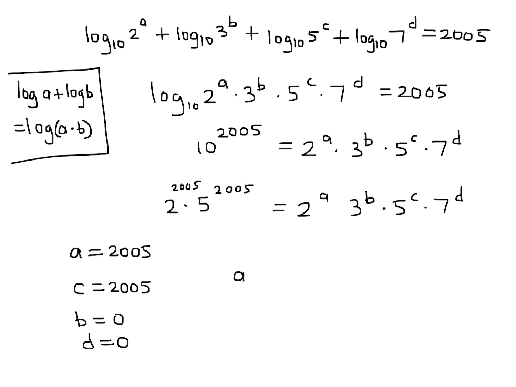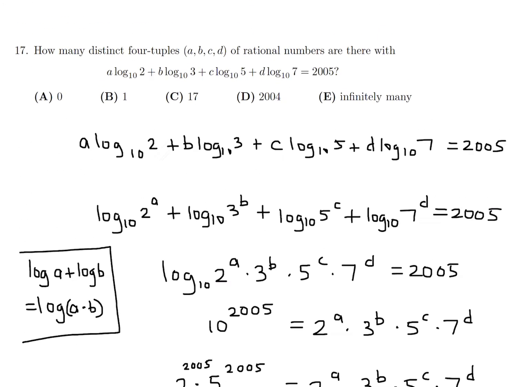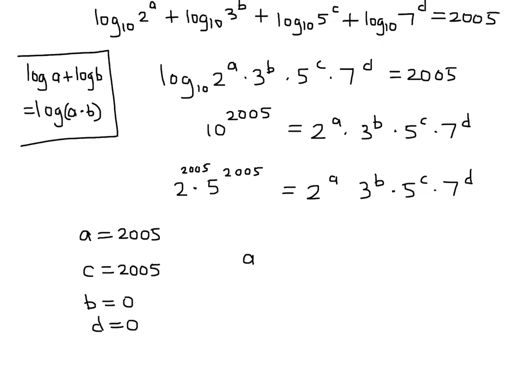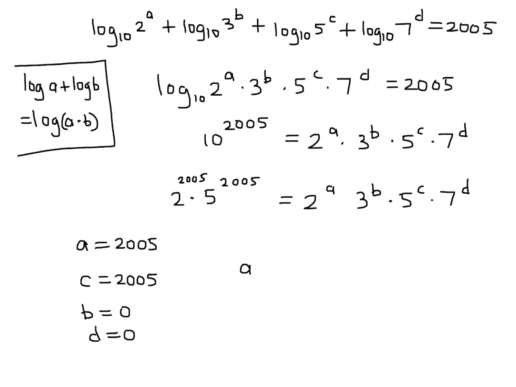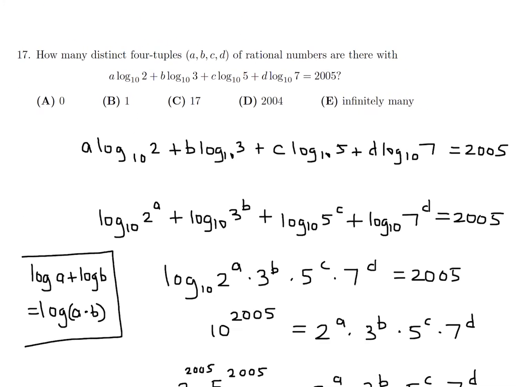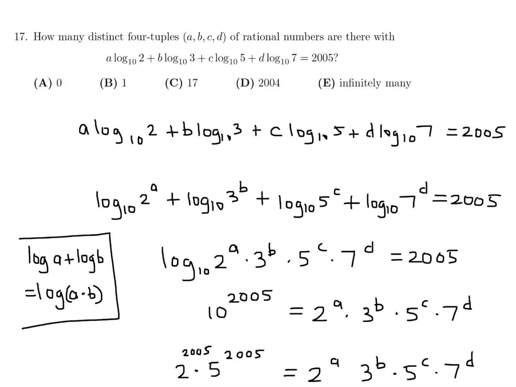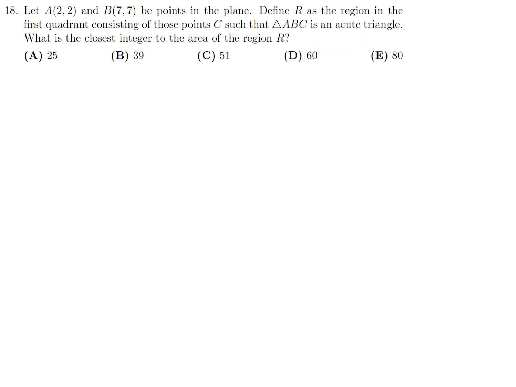So our ordered 4-tuple, is that what they call it? 4-tuple, yeah. I think the only one is A, B, C, D is equal to 2005, 0, 2005, and 0. So there's only one. I can't see being able to find any others. So there's only one, so therefore number 17, the answer is B.